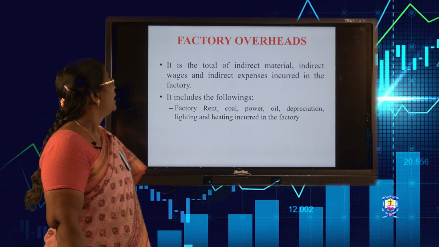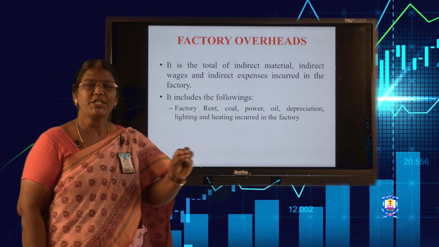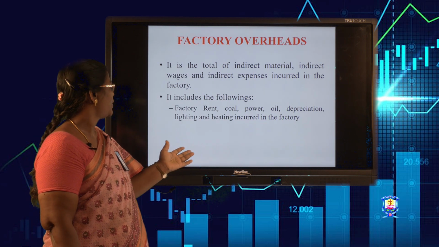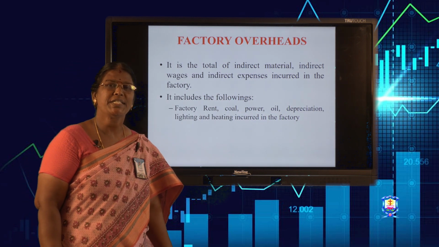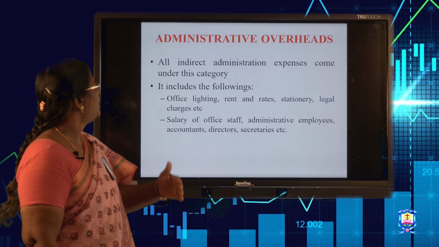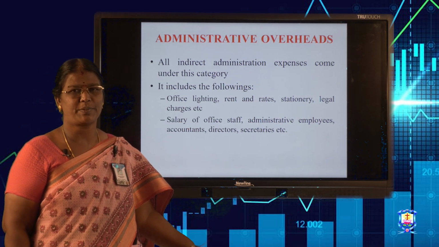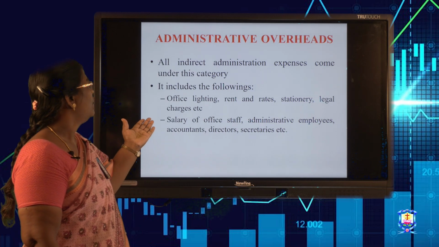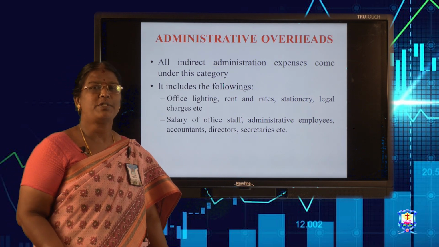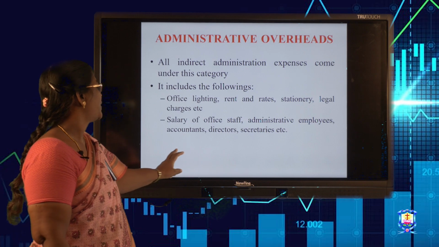Then factory overheads. It is the total of indirect materials, indirect labor, and indirect expenses which are related to the factory. For example, factory rent, coal, power, electricity, oil, depreciation, lighting and heat all come under factory overheads. Then administrative overheads. These are nothing but indirect administrative expenses. Examples are office lighting, rent, rates, stationery, legal charges, and salary for office employees, administrators, accountants, directors and secretaries, etc.